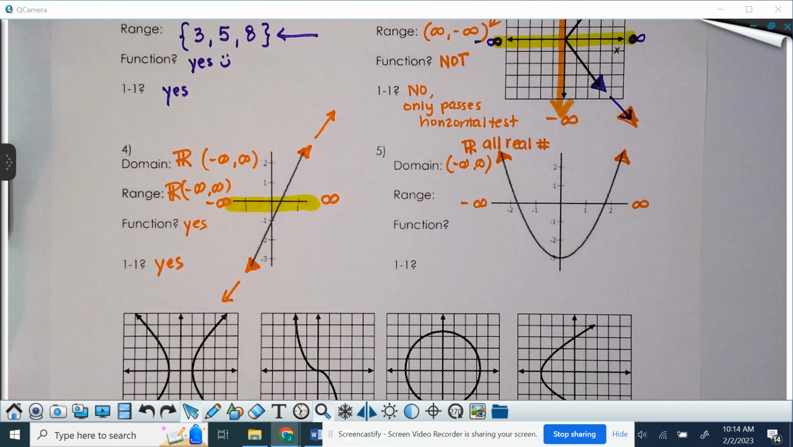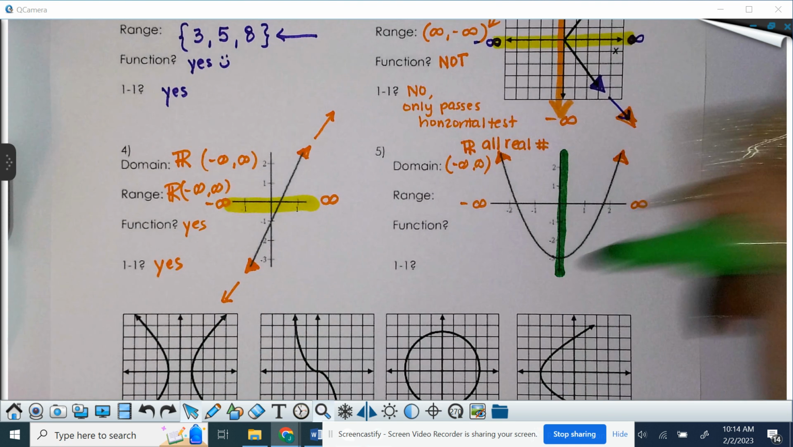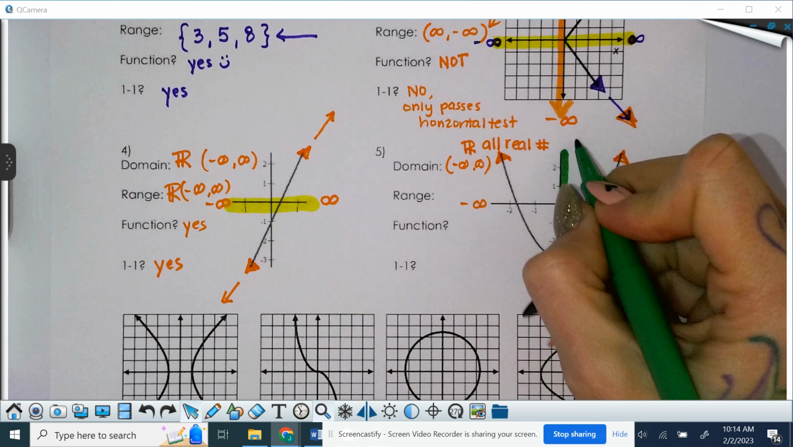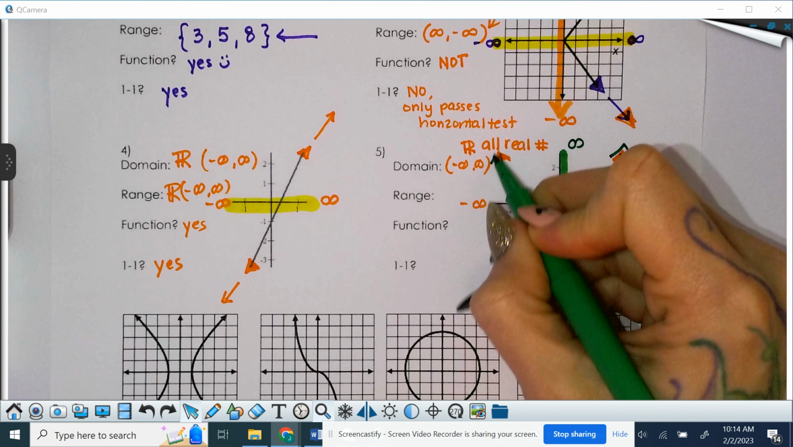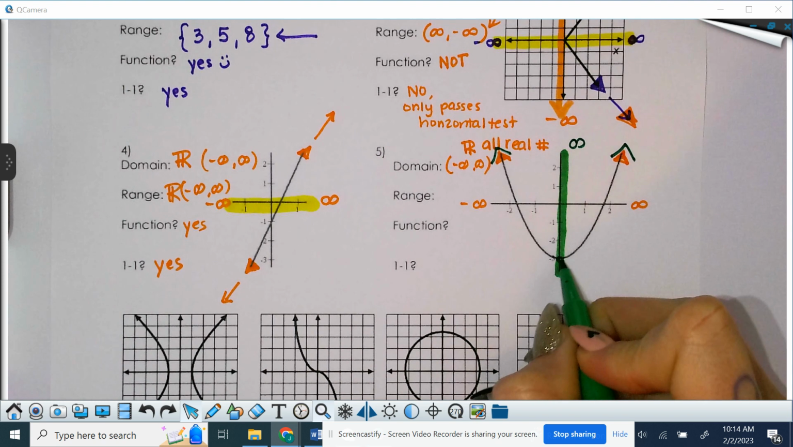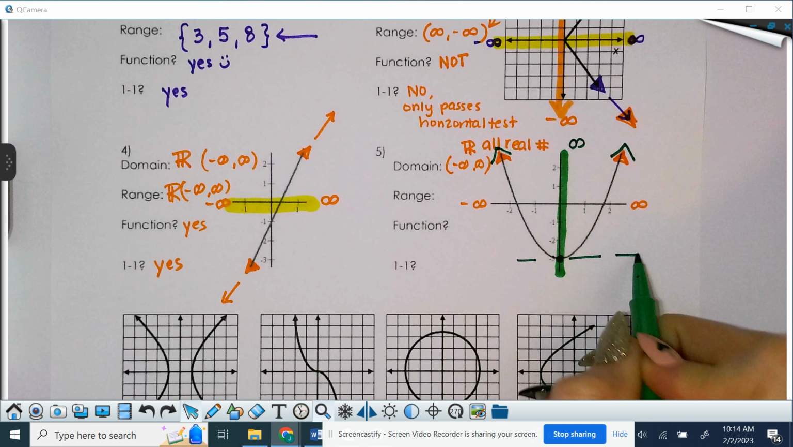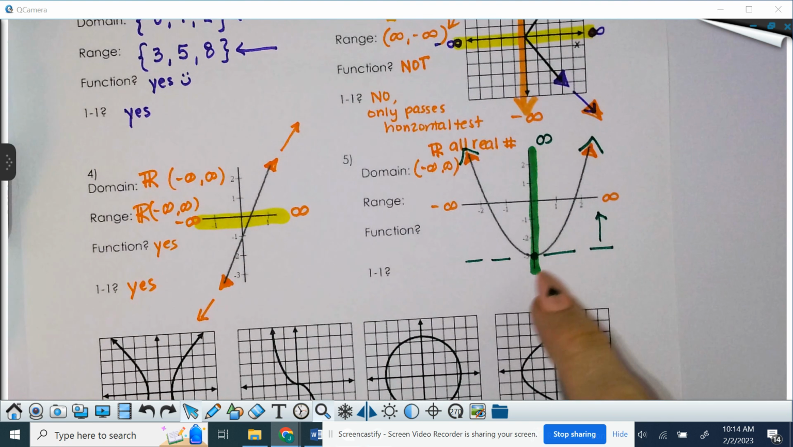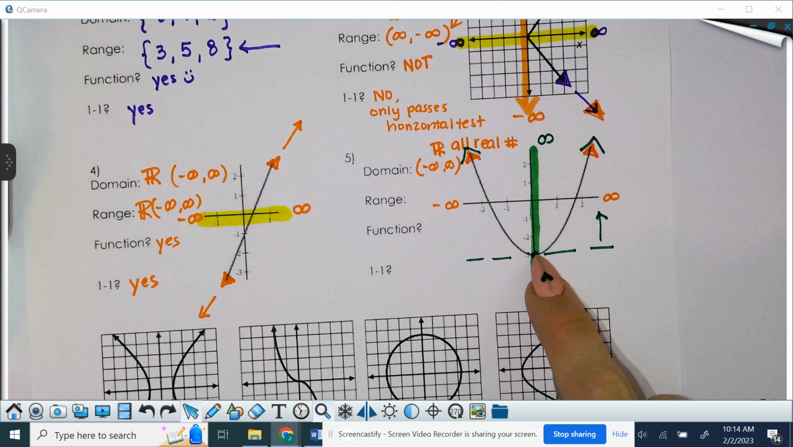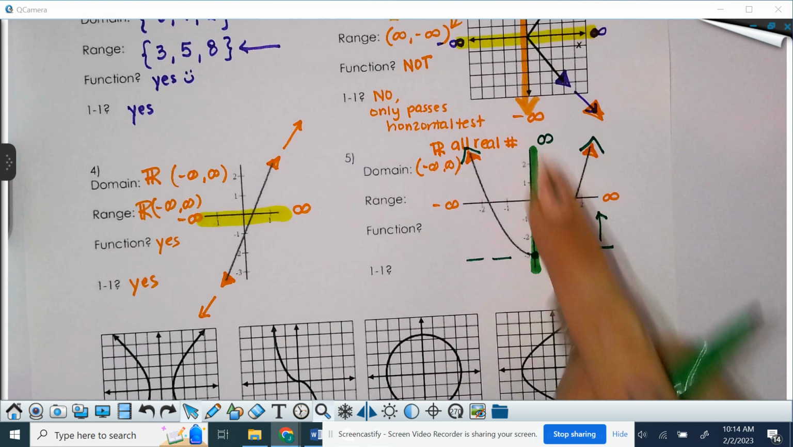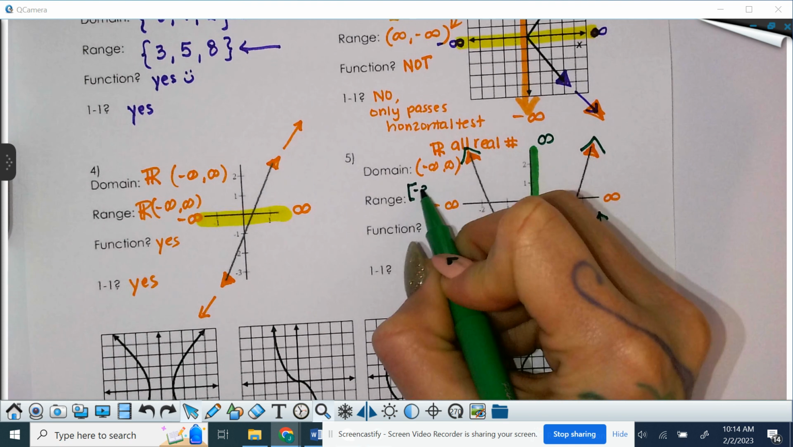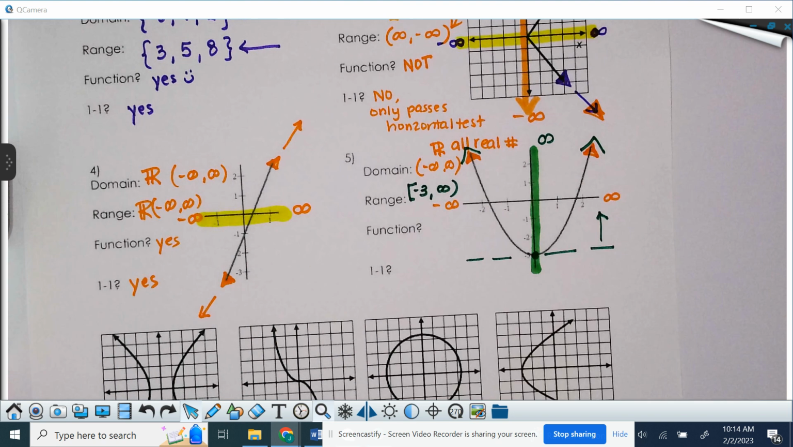Your range, now that is up and down. So remember, that is up and down, so we're looking this way. This graph goes up forever because our arrows are still going this way. Down here, though, this is a spot where it stops and only goes up. So it's going to stop at -3. That is the lowest point. So it's going to go from -3 to positive infinity. -3 is part of the function, so you're going to get a bracket because that is a brick, and then positive infinity at the top.